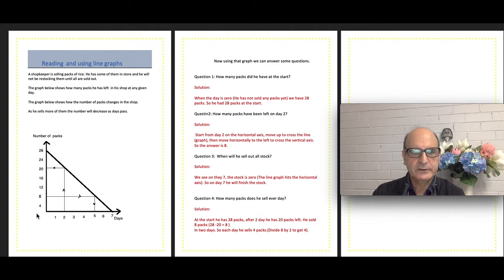So basically this is the horizontal axis showing the days, and this is the vertical axis showing the number of packs. As he sells more of them, the numbers will decrease as days pass. So as you can see, the number of stocks are coming down as days go by.